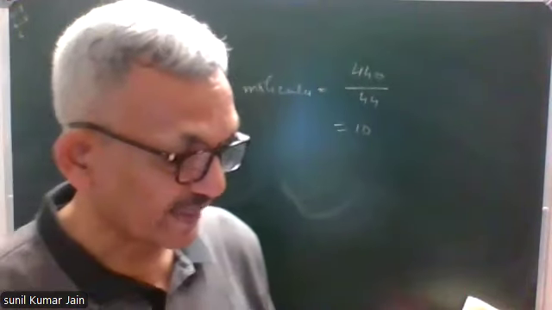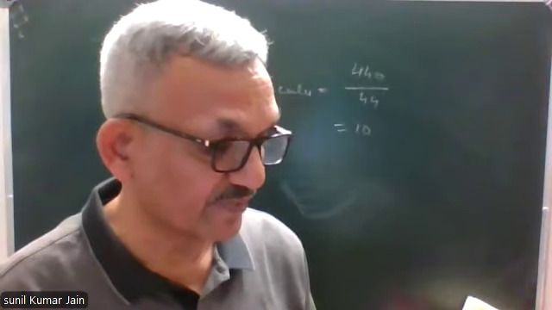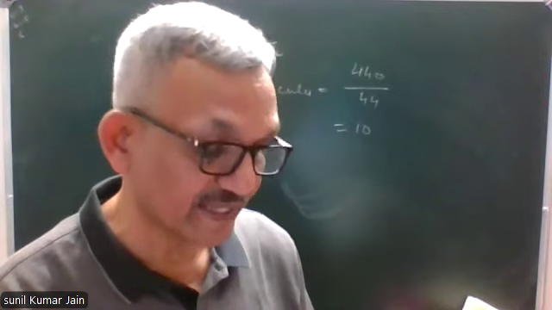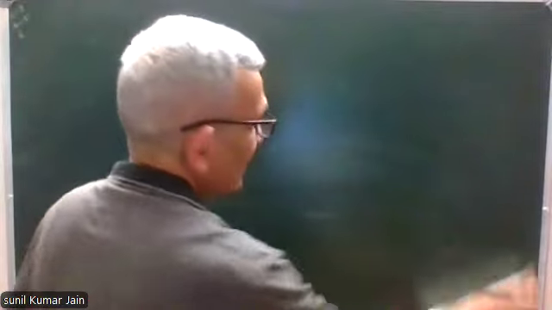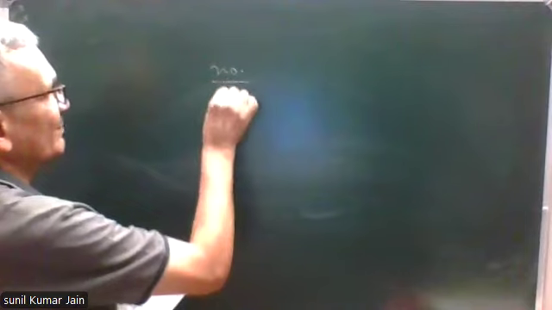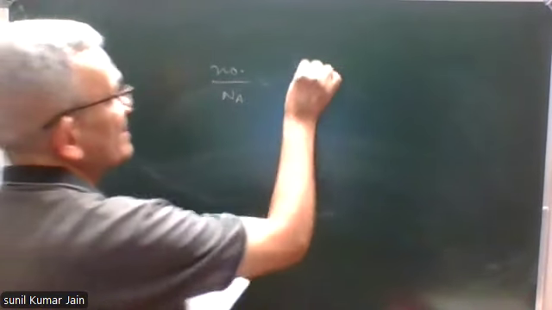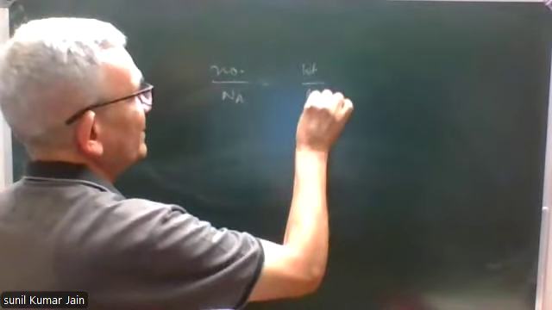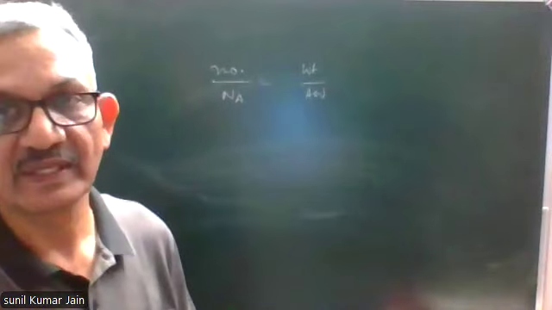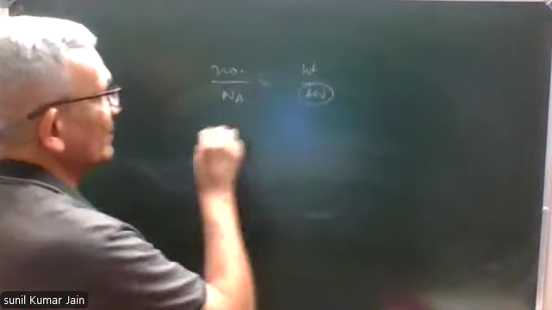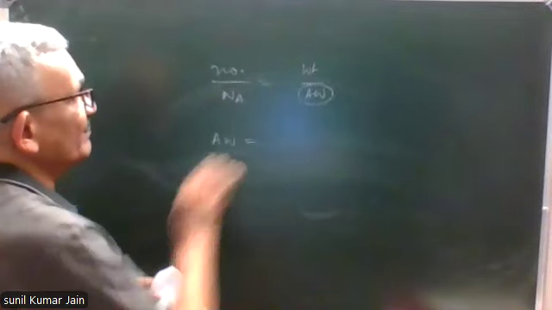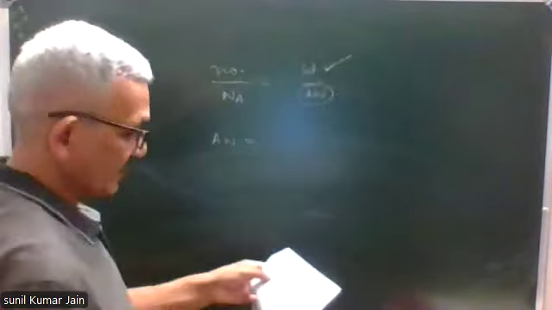Next, fourth numerical. Calculate atomic weight of the element, 44.64 milligrams of which contains so many atoms. Now we are given number of atoms. So number divided by Avogadro's number is equal to weight divided by atomic weight. Now let us see. We have to calculate atomic weight of the element, which will be weight. Weight is 44.64.